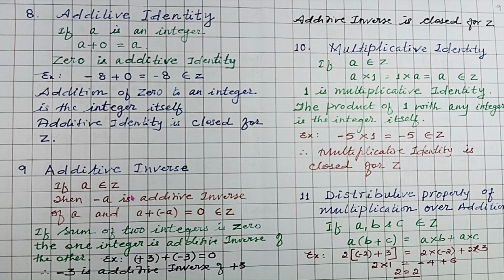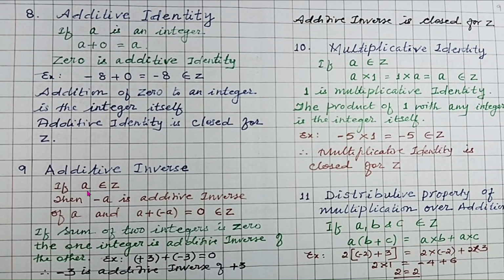Now, the additive inverse is a very important property which is applicable for integers, not applicable for natural numbers and whole numbers. It is very much applicable for integers, because when I take an integer a and add minus a to it, I get 0. That means if the sum of two integers is 0, then one is the additive inverse of the other. Minus a is the additive inverse of a, and a is the additive inverse of minus a. So here plus 3 is the additive inverse of minus 3, and minus 3 is the additive inverse of plus 3, which are both present in the set of integers, and therefore the additive inverse is closed for the set of integers.